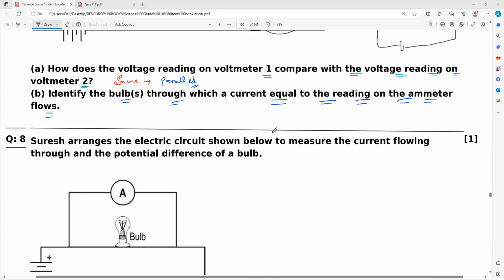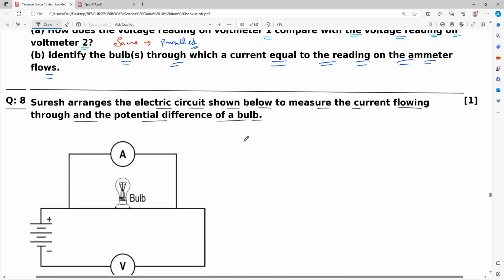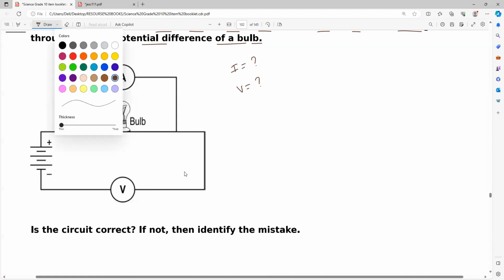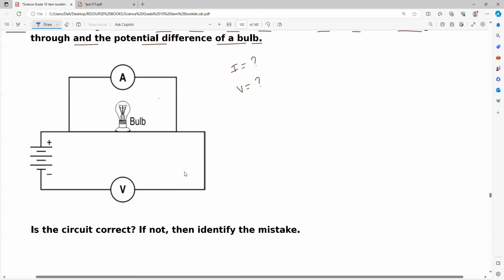Next, Suresh arranges the electric circuit shown below to measure the current flowing through and the potential difference of a bulb. He wants to calculate the current and the potential difference. By seeing the circuit itself, is the circuit right or wrong? What is the mismatch? Here an ammeter should come, and here what should come?